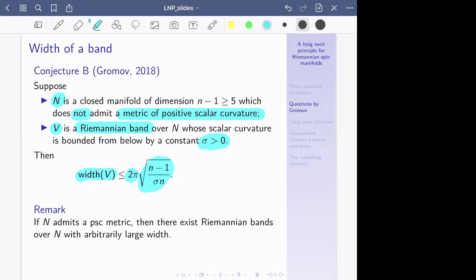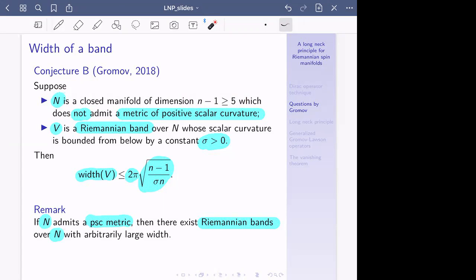But let me again make a remark about the first hypothesis: if N admits a metric of positive scalar curvature, then there exists a Riemannian band over N with arbitrarily large width. To see this, just take the product metric over N. In other words, if N has positive scalar curvature, then the product metric of N times R has uniformly positive scalar curvature, and therefore there cannot be any upper bound to the width of a band over N. Also let me remark that this dimensional restriction is due to the fact that there exists a counterexample in dimension 4.